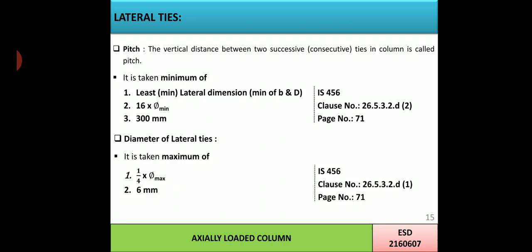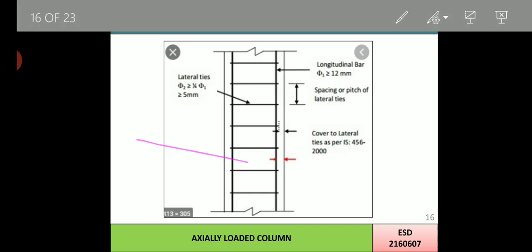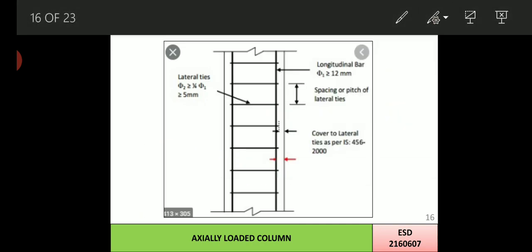phi max. Phi max means maximum diameter of the reinforcement provided, and 6 mm as per the clause 26.5.3.2d1, page number 71. Now over here we can see it in the figure. The lateral ties are there, that is this one. These all are the lateral ties, and the vertical distance between the two lateral ties, that is pitch, we have already discussed. Longitudinal bars should be greater than or equal to 12 mm as we discussed earlier, while lateral ties, that is this one.